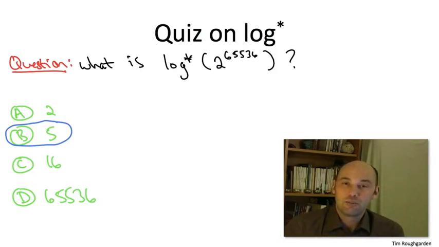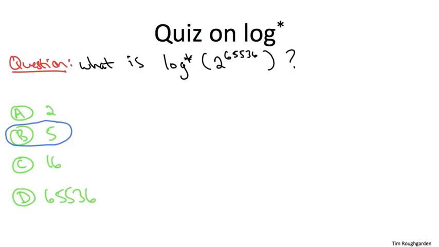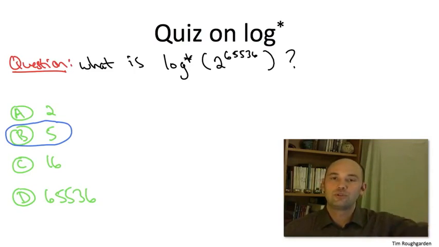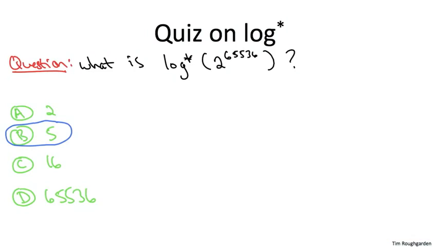Well, take logarithm once. What do you get back? 65,536, also known as 2 to the 16. So you take log again, you get back 16, also known as 2 to the 4. You take log again, you get back 4, also known as 2 to the 2. You take log again, you get back a 2, and then one more time gets you down to 1. So you can think of log star as the inverse of the tower function, where the tower function takes, think of it as a positive integer t, and it just raises 2 to the 2 to the 2 to the 2 to the 2 t times.